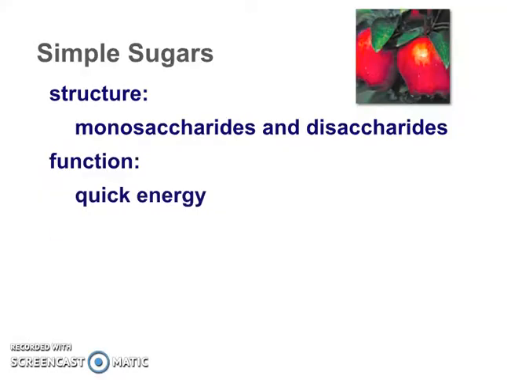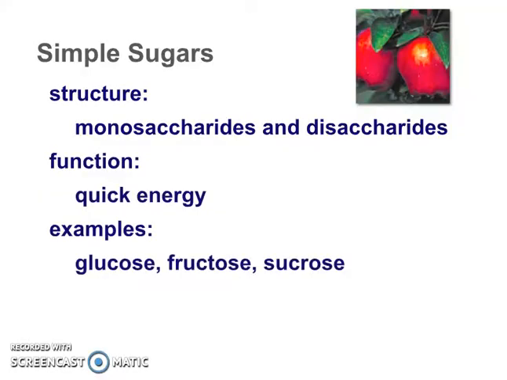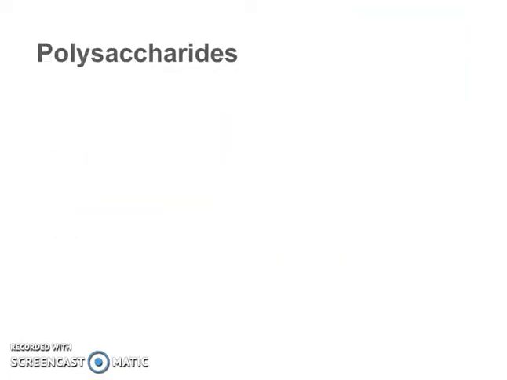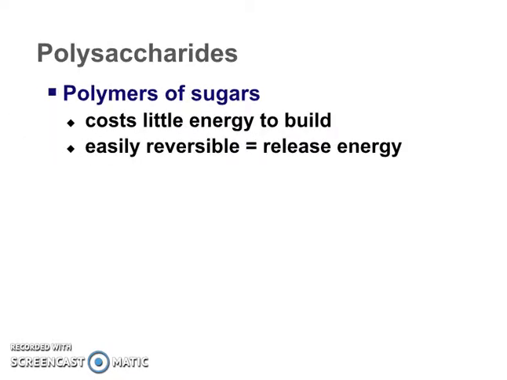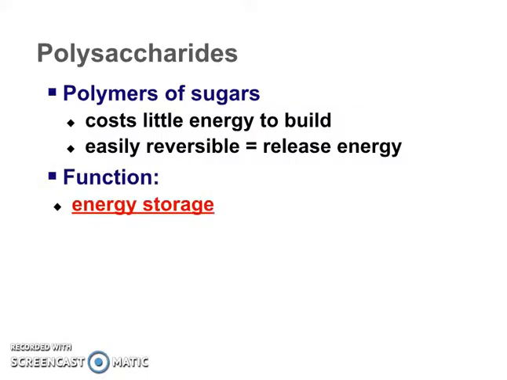Their function is quick energy. And examples of those are glucose, fructose, sucrose. And so having those in your diet will give you that quick energy burst. Polysaccharides, on the other hand, are larger, more complex molecules. It doesn't cost a ton of energy to build these up, and it's easily reversible, so they're also a good way to access energy, particularly if you need it quickly.